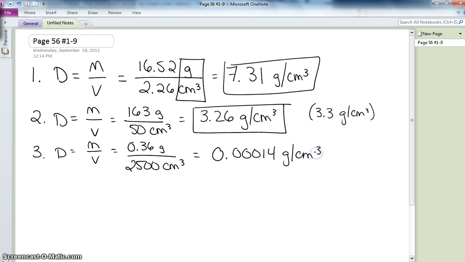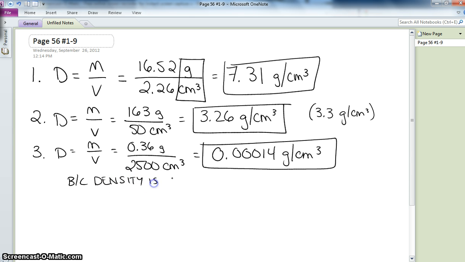And you should get 0.00014 grams per cubic centimeter. Now, go back and read. It asks you to do something else. It says, guess if the substance is a gas, a liquid, or a solid. Because the density is so low, the substance is probably a gas.